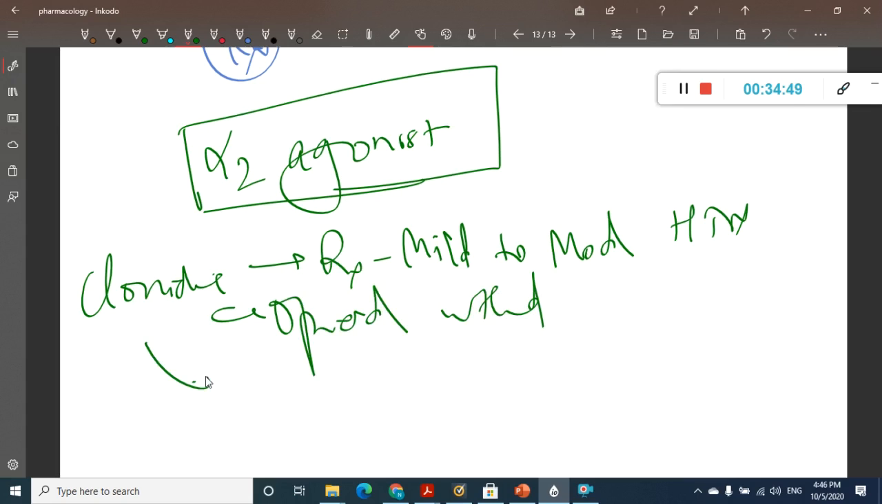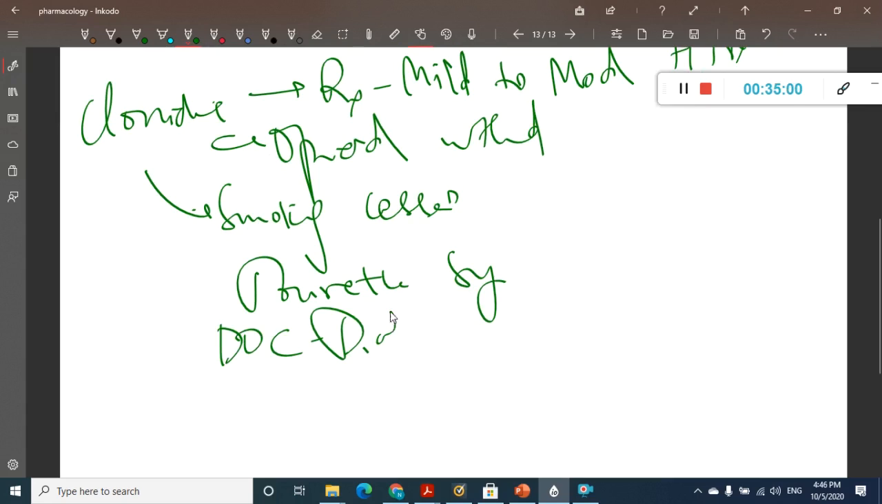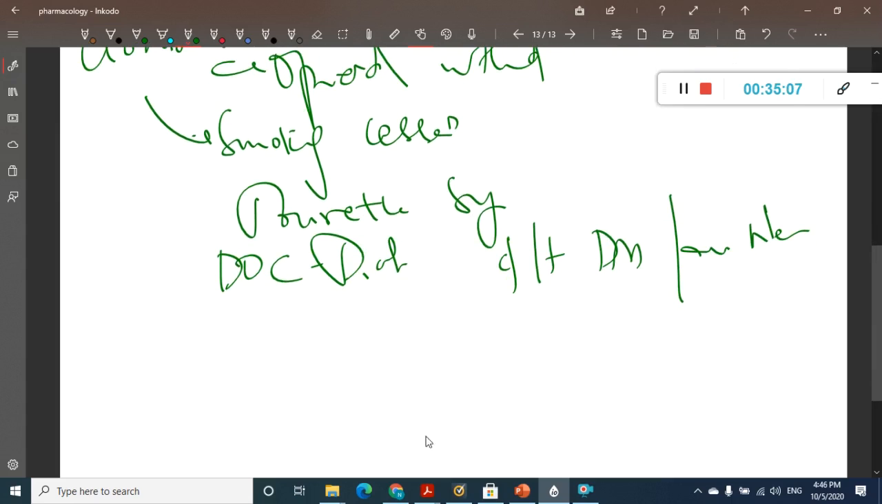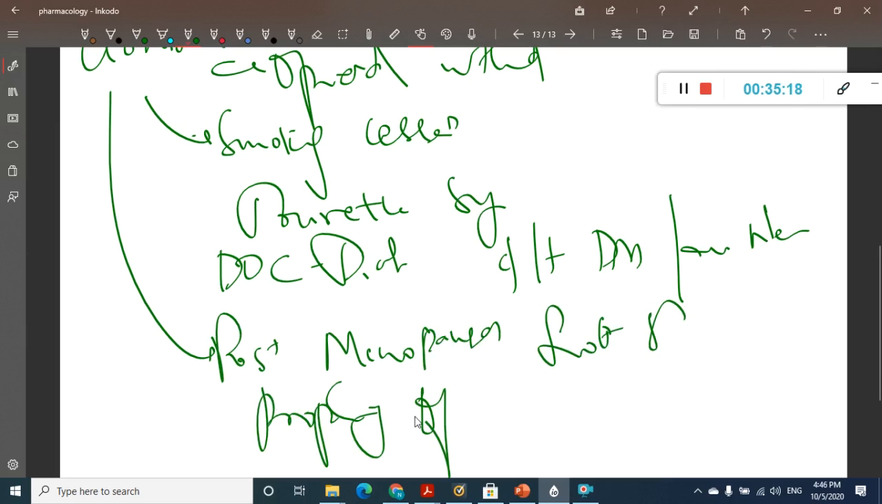You can use clonidine. It is also used in smoking cessation, opioid withdrawal, mild to moderate hypertension, and Tourette syndrome. It is also the drug of choice in diarrhea due to diabetes mellitus, that is, diabetic or autonomic neuropathy. It is also used in post-menopausal hot flushes and in prophylaxis of migraine.